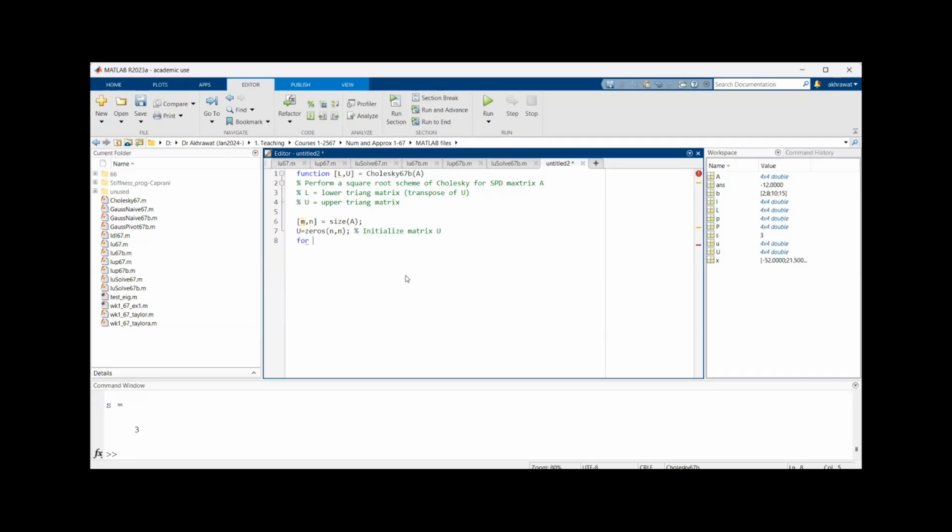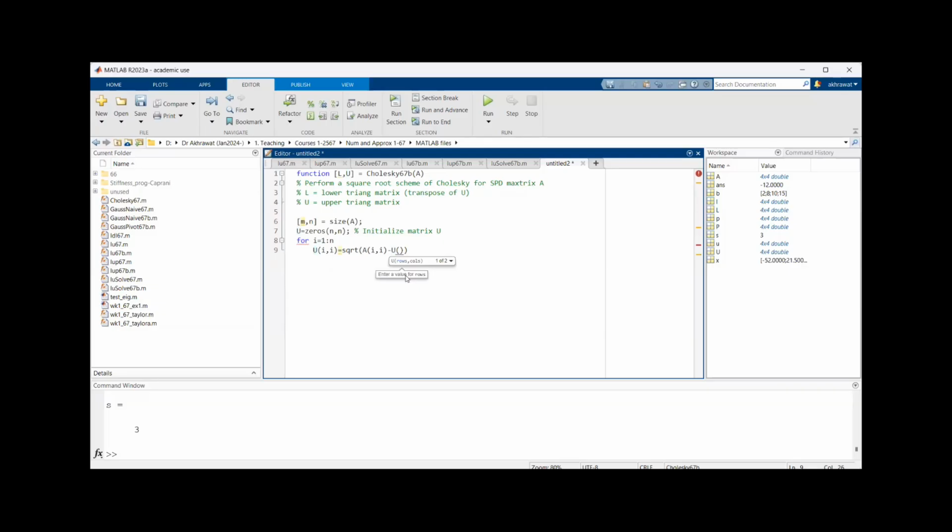Now I'm going to put in our formula. For I going from 1 to N. Now U_II. Our first formula is the determination of the diagonal. U_II is equal to the square root. This is the square root, and inside the bracket we have A_II subtract the summation. Then again, we represent the summation by the row vector multiplied with the column vector.